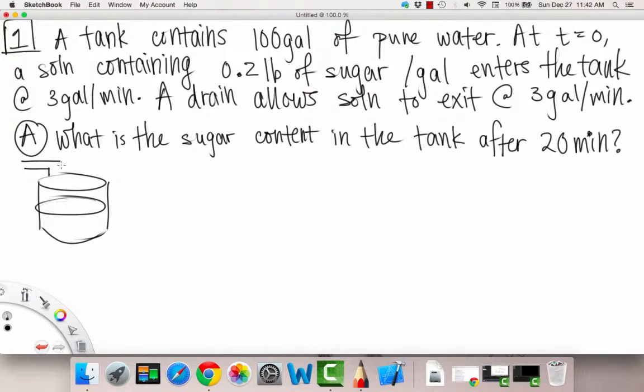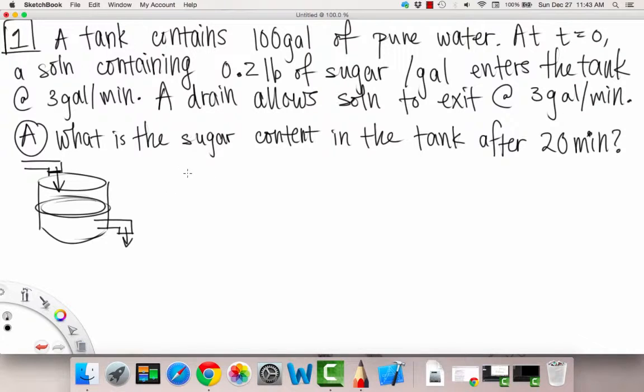And there's solution entering, like a new solution, which is 0.2 pounds of sugar per gallon. That's its concentration. So some kind of fluid is entering and some fluid is exiting as well, all right? Both at the volume rate of 3 gallons per minute. So the volume inside the tank is constant, alrighty? It's a constant 100 gallons.